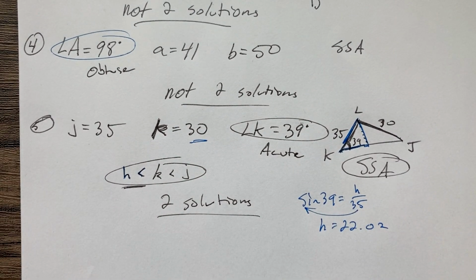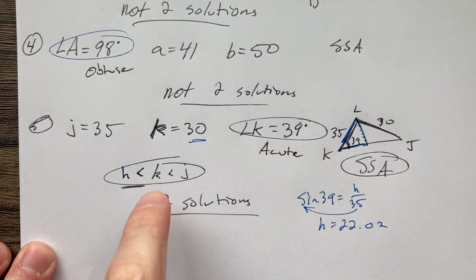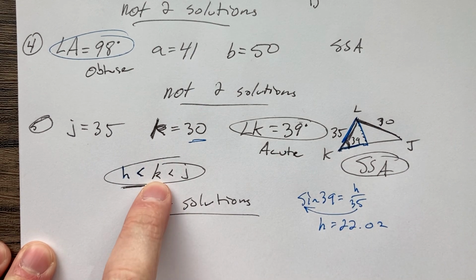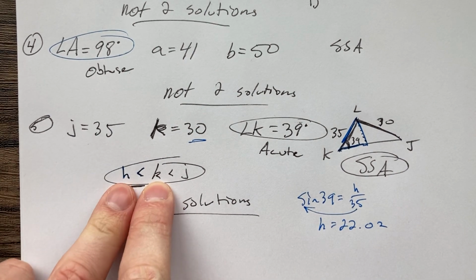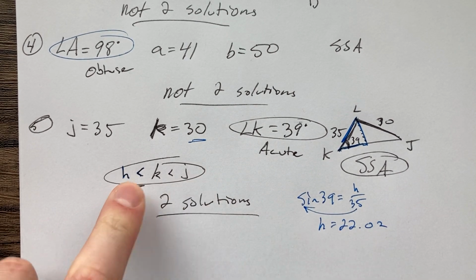I'll put together another video walking through the steps of solving one of those two-solution triangles. But there you go. That's how you know. It's got to be side-side-angle, the angle given to you is acute, and then the side opposite the angle they give you is greater than the height, but less than the other side they give you. Adios.